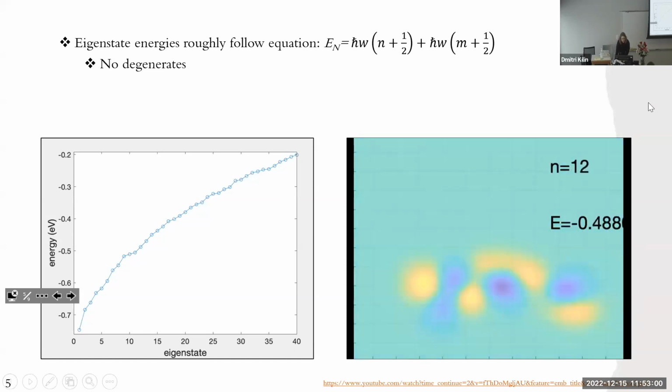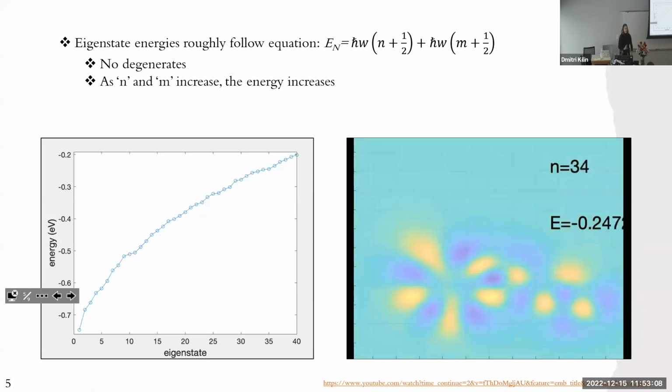There we go. Looking at the figure on the left, there are no degenerates. So there are no eigenstates that have the same corresponding energies. And as the values of n and m, or as the eigenstates, increase, the energy also increases. Now, it's not a perfect representation of the equation that I have above. That equation is just more of a starting point.